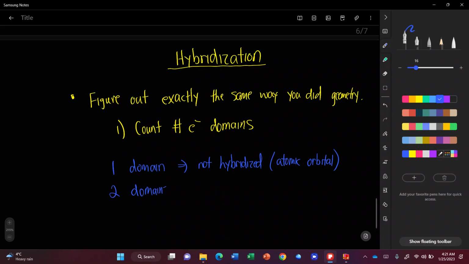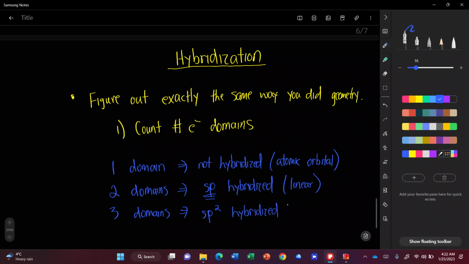If something has 2 domains, then that atom is going to be sp hybridized. If something has 3 domains, and remember from the last time, we know that if something has 2 domains, it's linear, which means that anything that is sp hybridized will be linear. If something has 3 domains, we say that it is sp2 hybridized. And we already know that something that has 3 domains is trigonal planar, so anything that is sp2 is going to be trigonal planar.